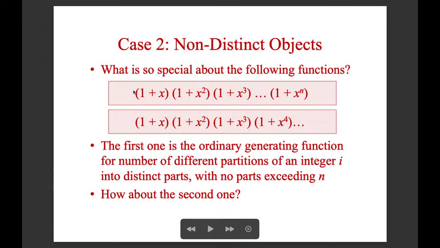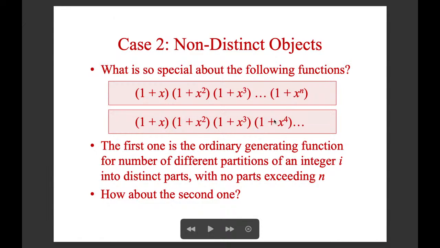We are only allowed to use at most one copy of 1, at most one copy of 2, at most one copy of 3, and so on and so forth, up to at most one copy of n. So the first one is the number of ways to partition an integer such that each part has to be a distinct integer, but then every part cannot exceed n.